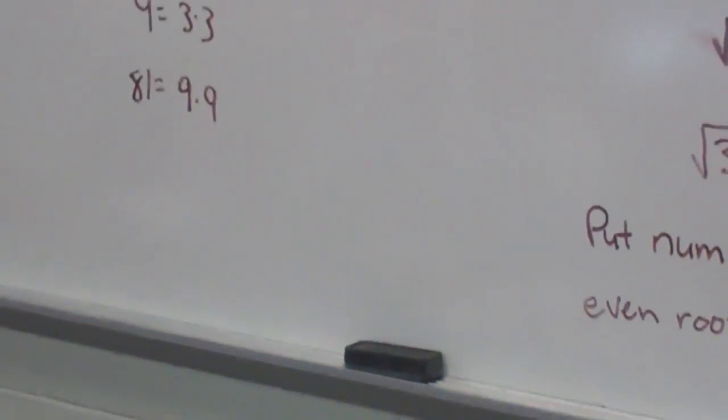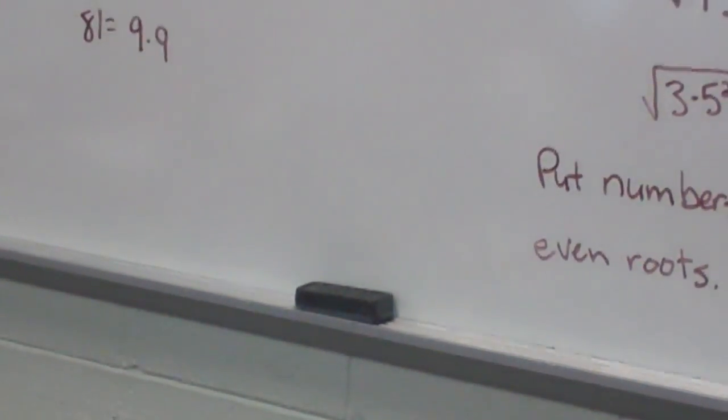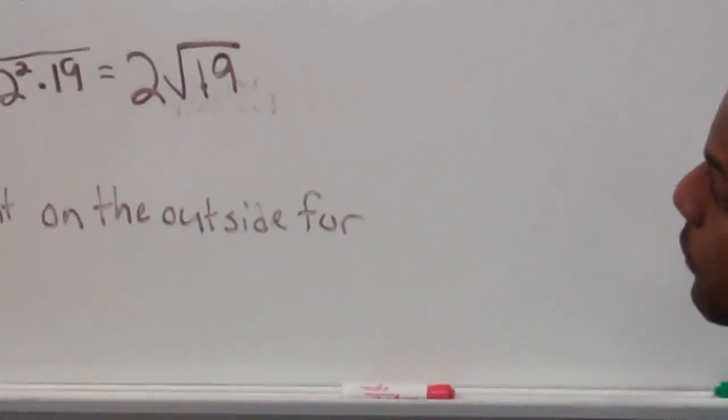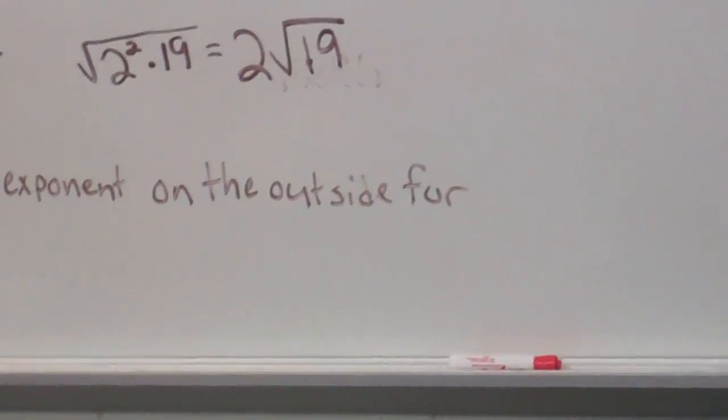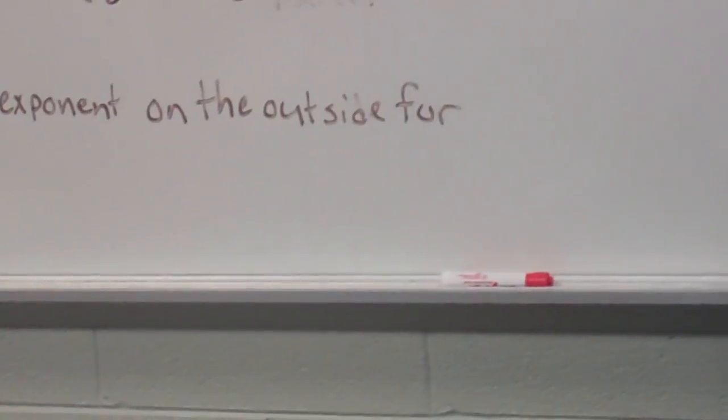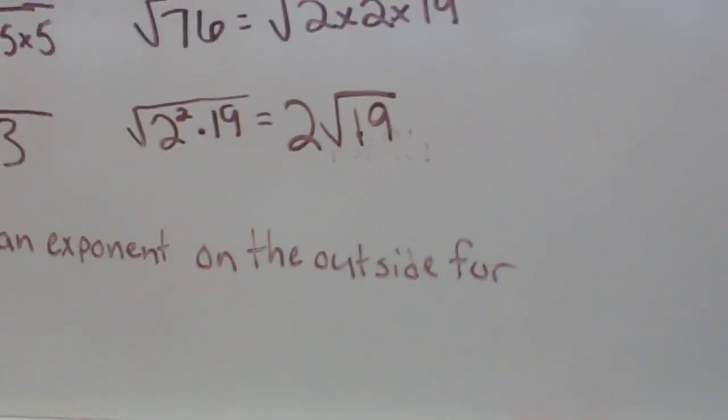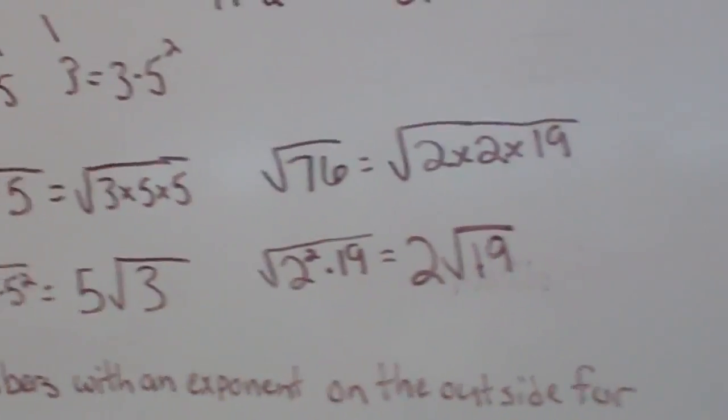4 is equal to 2 times 2. 16 is equal to 4 times 4. 9 is equal to 3 times 3. So when he did the square root of 2 squared, the 2 comes out because that's equivalent to 4. And the square root of 4 is 2.